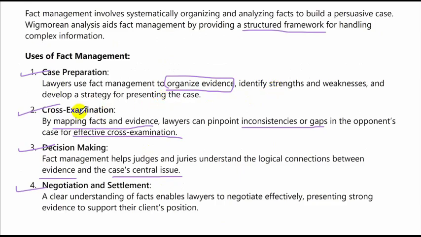Then we cross-examine the opponent by looking at our facts and evidence and finding inconsistencies or gaps in the opponent's case. Fact management also helps the judges to connect the evidence with the main issue of the case. And finally, if we have fact management in place, then we can effectively negotiate by presenting strong evidence to support our client's position.